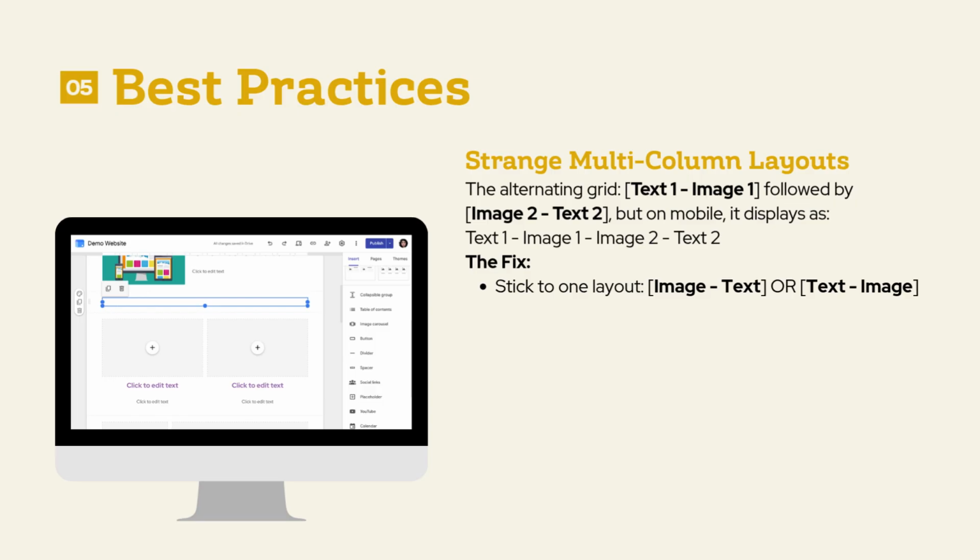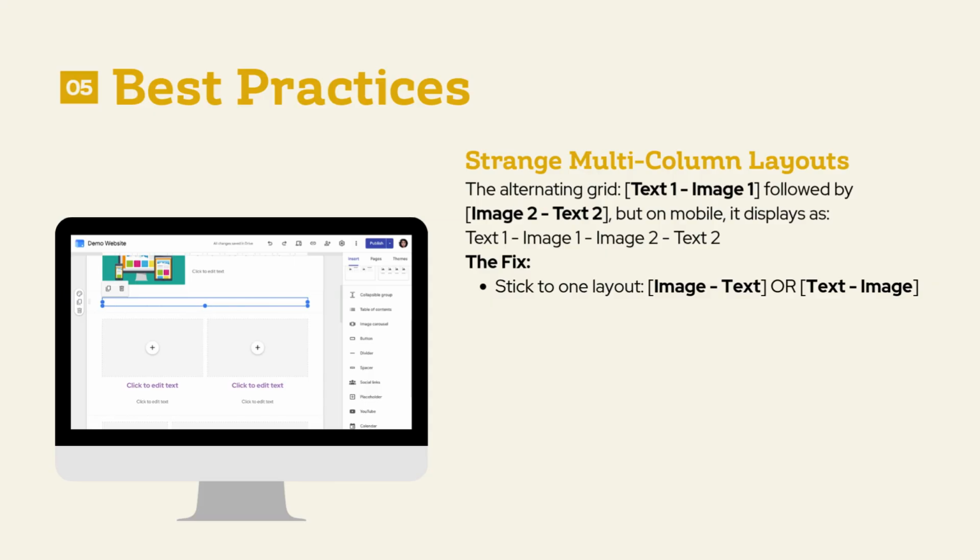However, mobile screens stack content vertically, from top to bottom. When a smartphone processes that alternating zigzag, it forces the elements into a confusing sequence: text 1, image 1, image 2, and finally text 2. Two images stacked directly on top of each other, completely separated from the text they actually belong to.